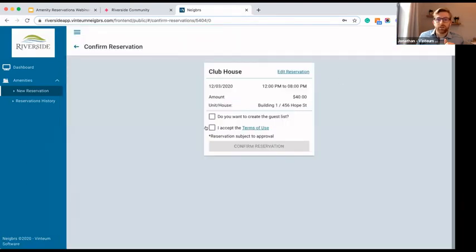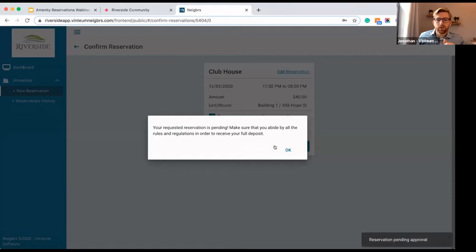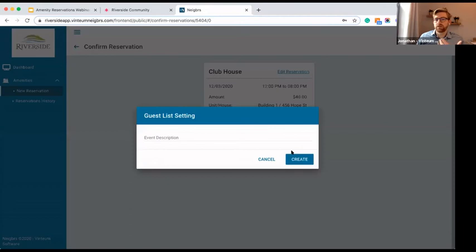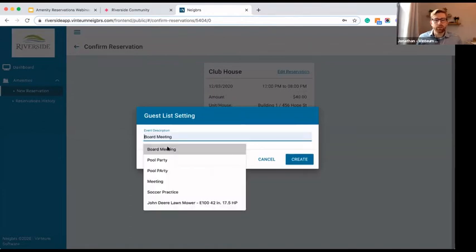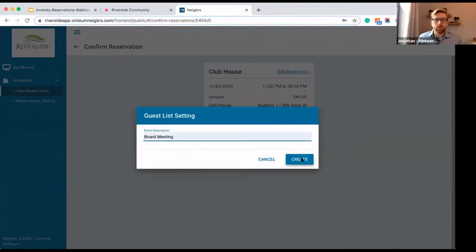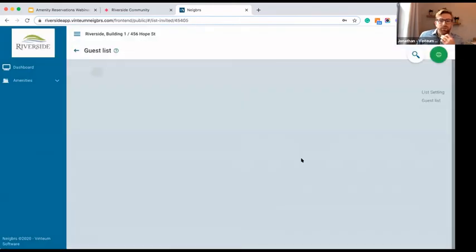Now, first off, I've got that same request to accept the terms of use, but I'm also able to create a guest list here. So let's do this. I'm going to confirm my reservation. And this is a quick reminder, making sure that you abide by the rules and regulations, as well as submit a security deposit and potentially a certificate of insurance to the property manager. So from here, let's add in, let's just say it's a board meeting that we're reserving the clubhouse for.